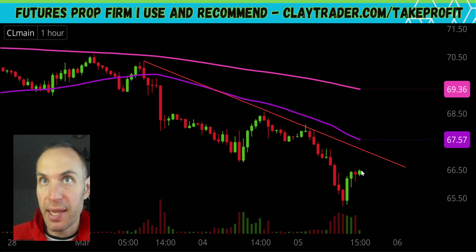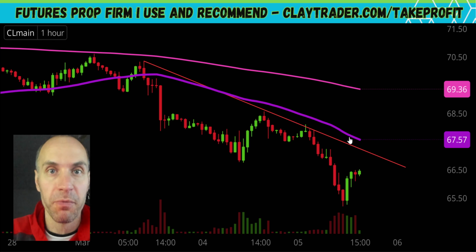I am calling this a dead cat bounce until it can prove itself. And again, quote unquote, prove itself being defined as getting above basically the trend line here or that 50-period moving average, whatever you feel most comfortable with.